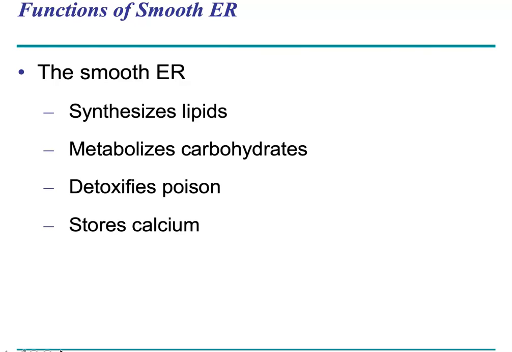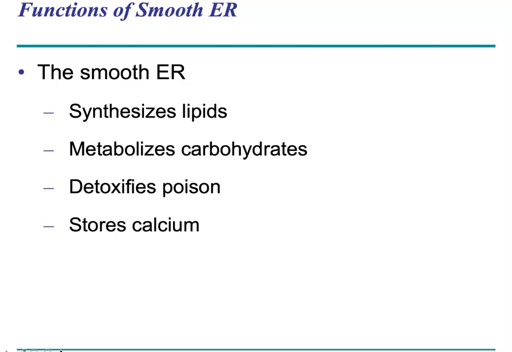Maltose, sucrose, lactose. You're eating either one of those, or even starches and glycogen and stuff like that. It goes through the process of digestion. In the process of digestion, it is broken down into its monomers. Then those monomers have to be remade into things that your body needs, and that is done by the smooth ER. Detoxification of all sorts of poisons is done by the smooth ER.